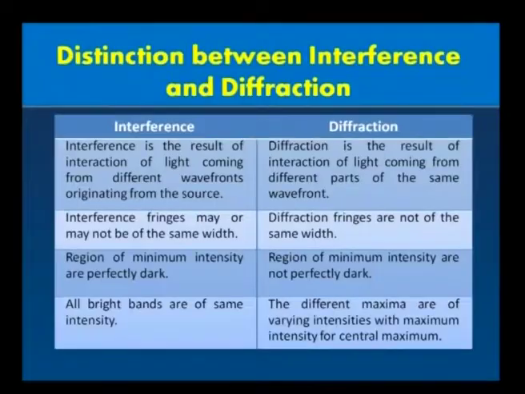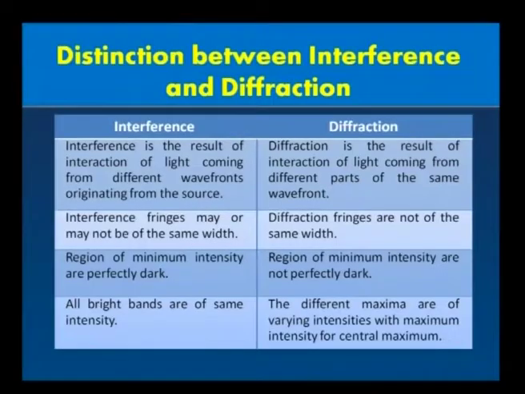Now, there are very many instances wherein you come across interference bands. Similarly, you get diffraction bands. Now, how do you compare the interference bands with the diffraction bands? With regard to interference, it is a result of interaction of light coming from different wavefronts originating from the same source. You have the Young's double slit experiment where light is coming from a single source, then you have two slits S1 and S2, they interfere with each other and so on. Diffraction is the result of interaction of light coming from different parts of the same wavefront.